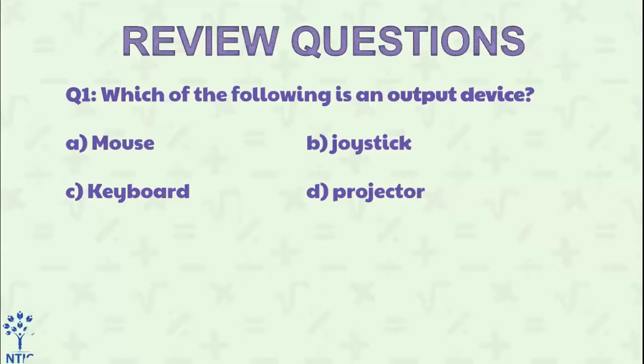Okay, most of you said projector, very nice. The answer is projector. With the mouse, we click to select something on the system. It is an input device. The joystick is like the mouse, with some more buttons. And with the keyboard we enter letters, commands and instructions. The last option, the projector, is output because we are showing our computer screen.